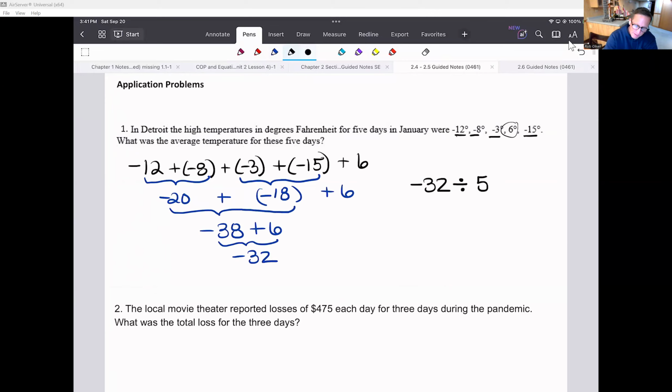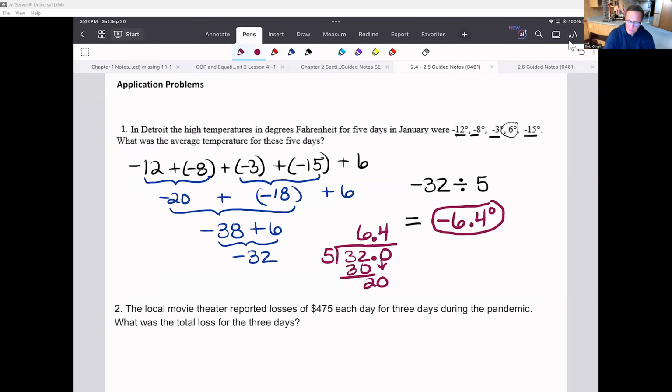All right, so to find the average, we're going to do -32 divided by 5. That's going to be negative what? Let's do it off to the side here. 32 divided by 5. 5 goes into 32 6 times, and you get a remainder, so I'm going to do a decimal. The 5 goes into 20 4 times. So negative 6.4 degrees. The average temperature over those 5 days was negative 6 and 4/10 degrees.